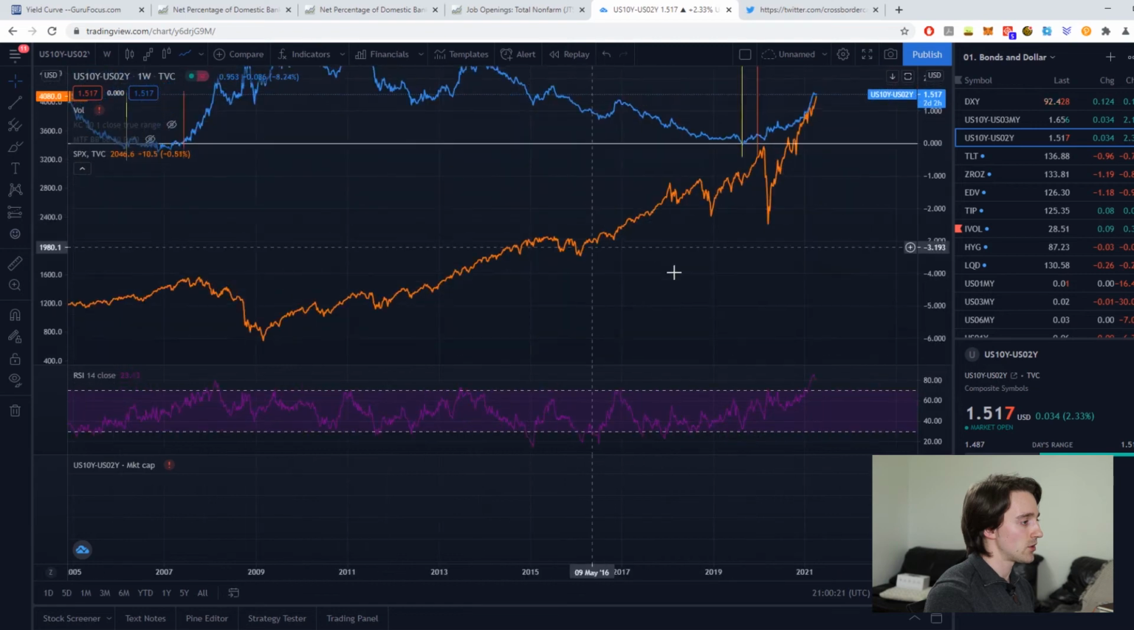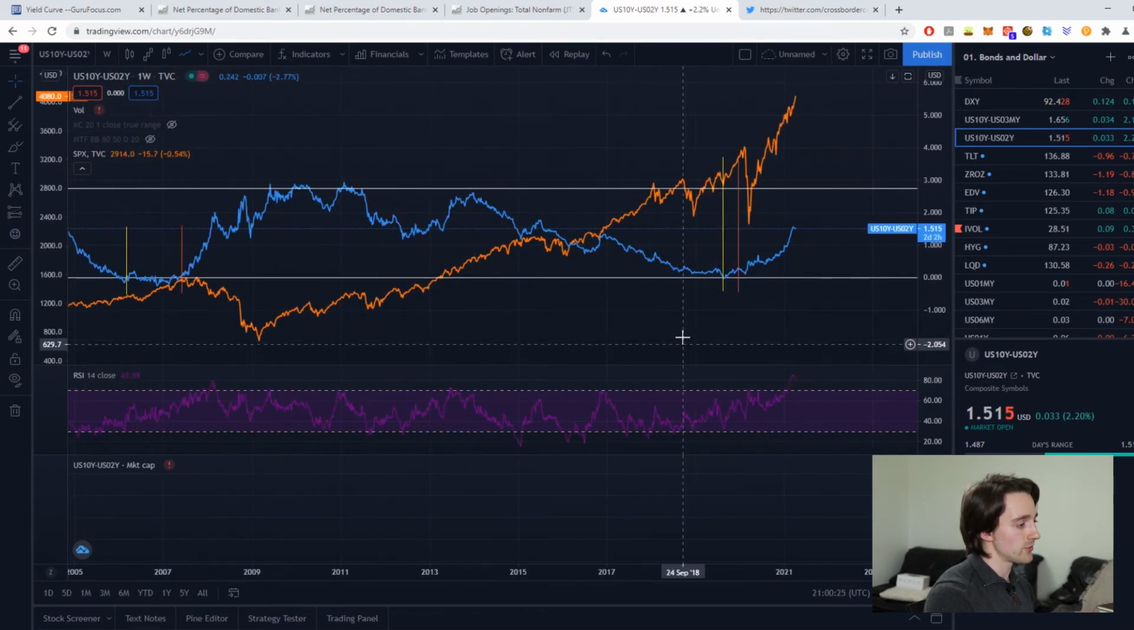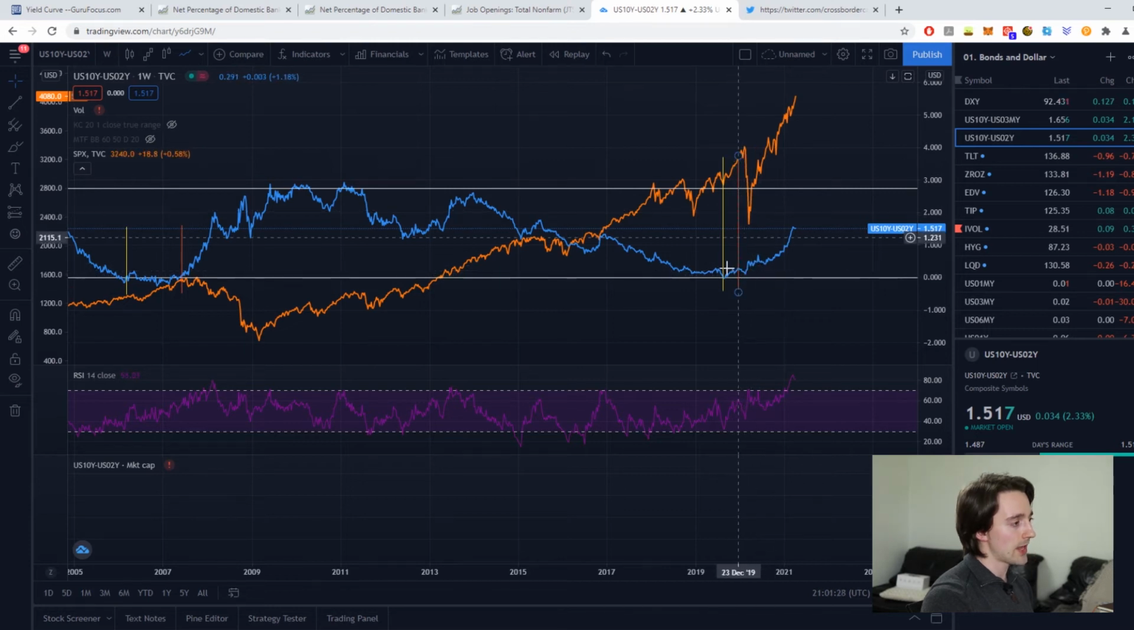So if I just go to the most recent crash, same thing. The yield curve inverted in August 2019. Stocks kept going up afterwards, but when we started to see a minor bear steepening, it wasn't a very significant one, just a very slow bear steepening, if you had waited for that steepening to roughly here, December 2019, you would have sold essentially at the top.